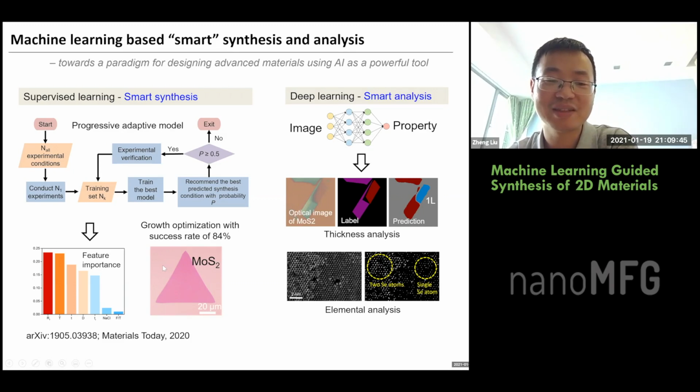I think the key is how we relate this feature importance to the physical meaning. How do we explain this? But this is a black box, a completely black box. So after we get this information from the models, we have to dig in and think about it, or carry out more experiments to show physically, in the real picture, how they relate.